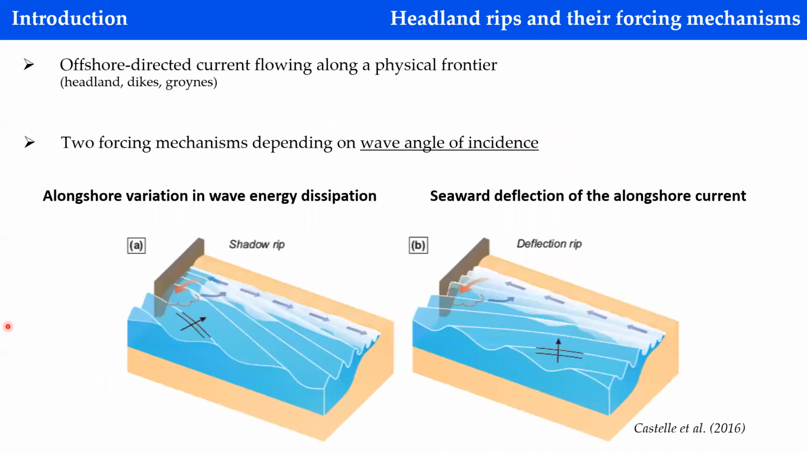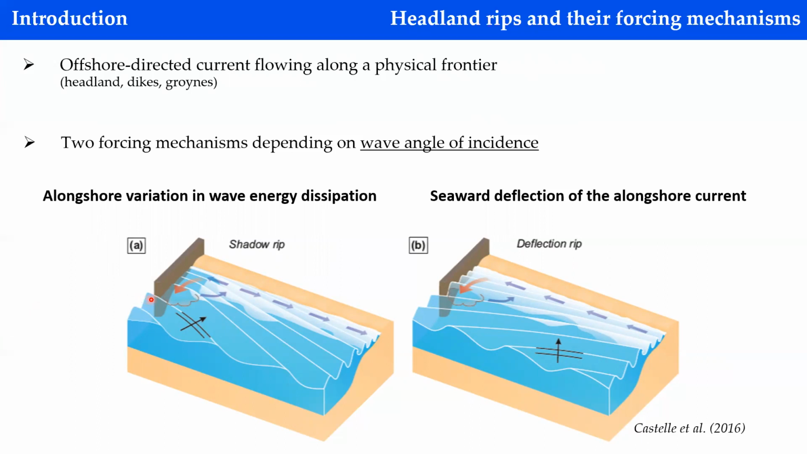And within this system, the most common circulation patterns are headland rips, which are offshore-directed currents flowing along a physical frontier, such as a headland or dikes or groins. And these rips are forced by two different mechanisms that depend on the wave angle of incidence.